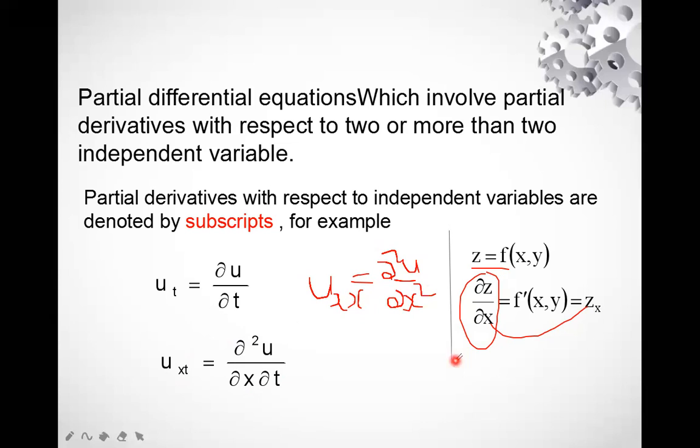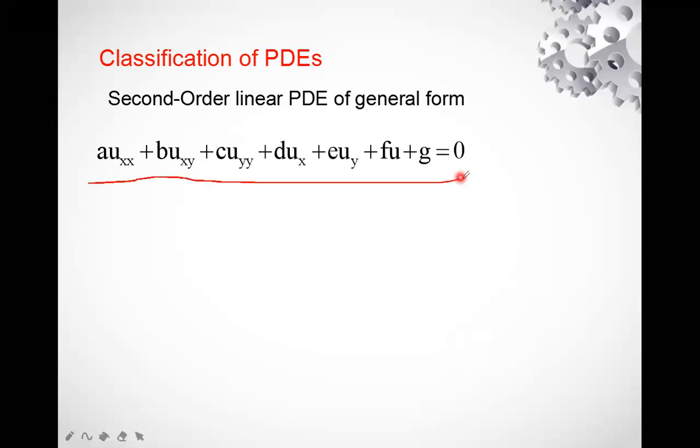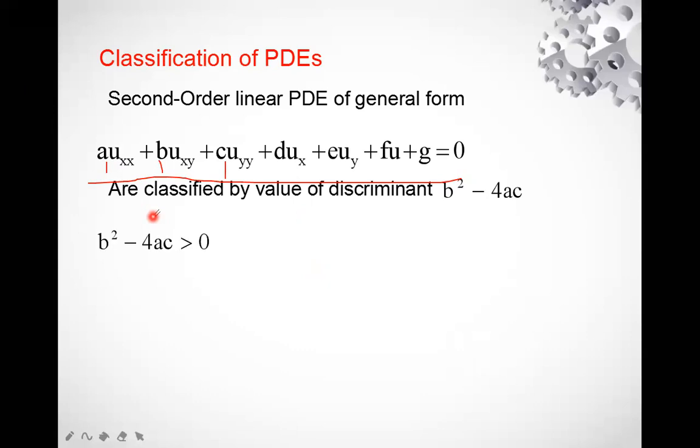Now the classification of partial differential equations. We classify based on the second order partial differential equation. Before that, what is the general form of a second order partial differential equation? This is the second order linear partial differential equation. Depending on a, b, c, we classify it into three types. b square minus 4ac is called the discriminant. As in a quadratic equation, if b square minus 4ac is greater than 0, it is hyperbolic.